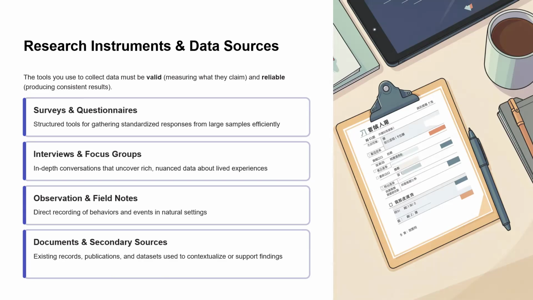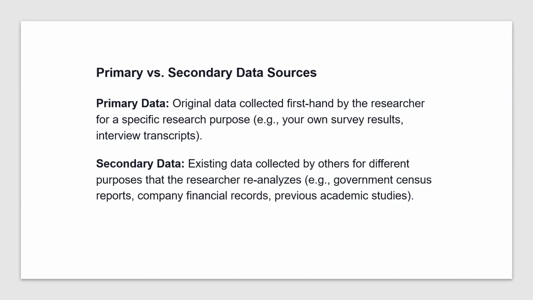Okay. And actually, there are primary and secondary data sources. This is very important when you want to write your research proposal. You need to clearly state what data you are going to collect, from where, and how. The where is the source and the how is the instrument.